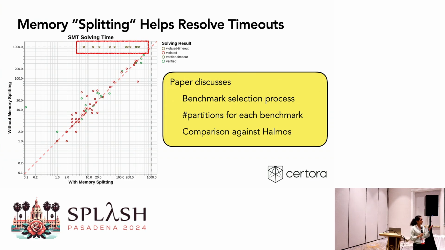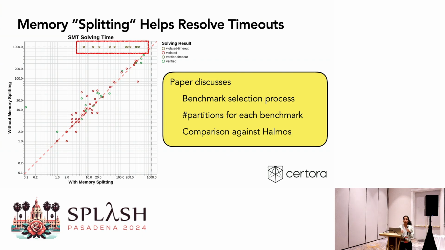We discuss how the benchmarks were selected. The paper also reports on the total number of partitions we were able to produce for each of these benchmarks. So remember, we are breaking down a big array into smaller arrays. So how many of those splits are happening, that's reported.